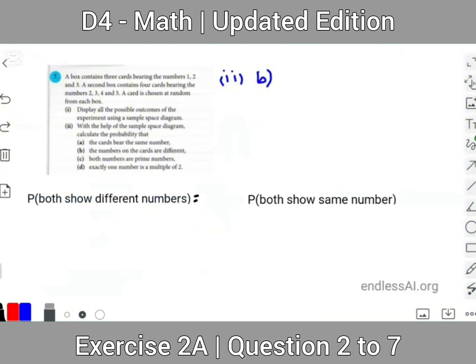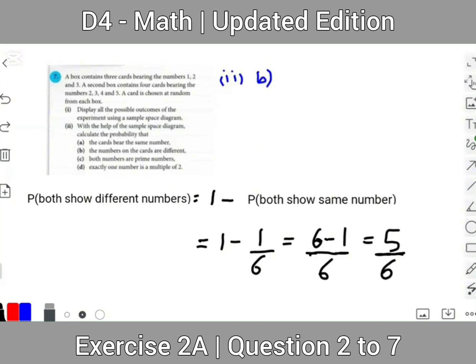Now in part B, we have to find the probability that the numbers on the cards are different. Since we have found the probability for both showing the same number, we can easily calculate the probability for both showing different numbers, because this is the complement of the event that both cards show the same number. So we can simply find the probability of both showing different numbers by subtracting the probability of both showing the same number from 1. And in the first part, we found that it was 1/6.